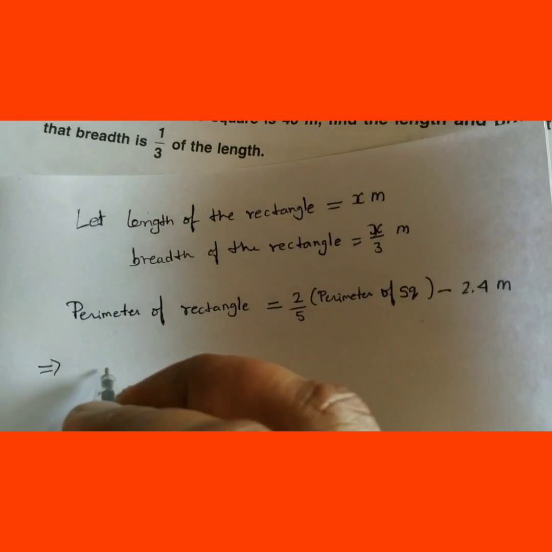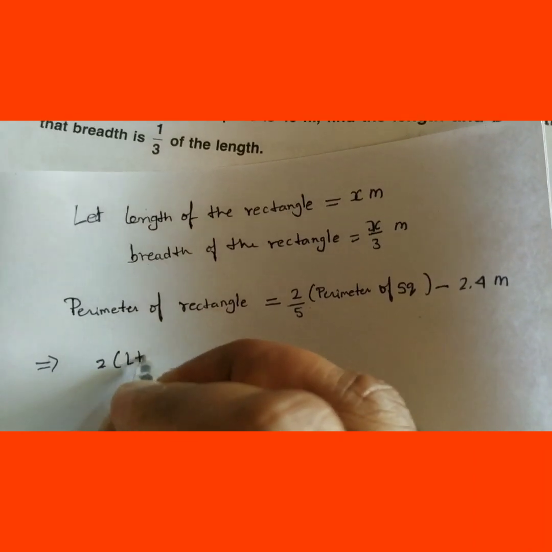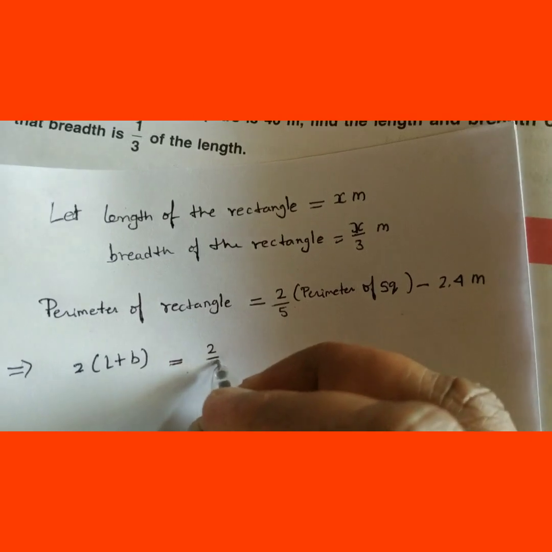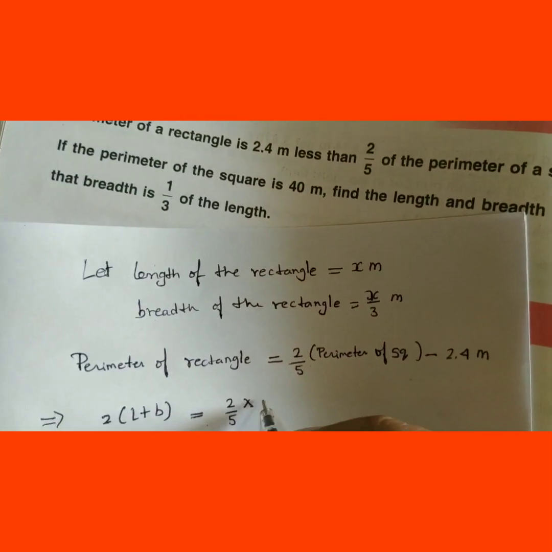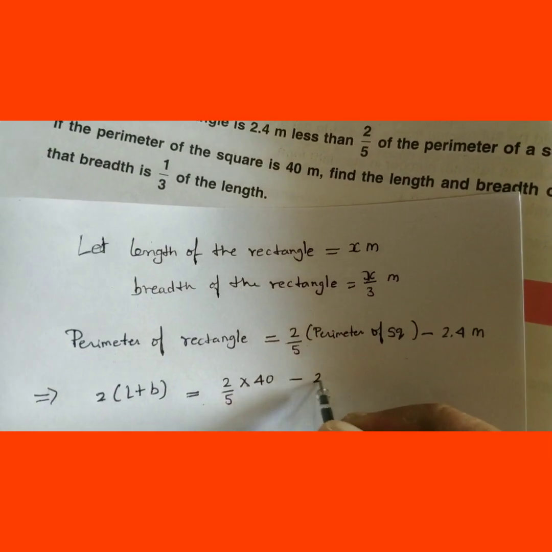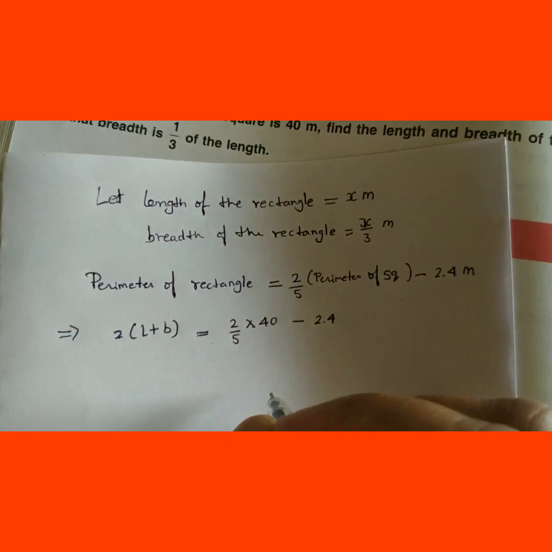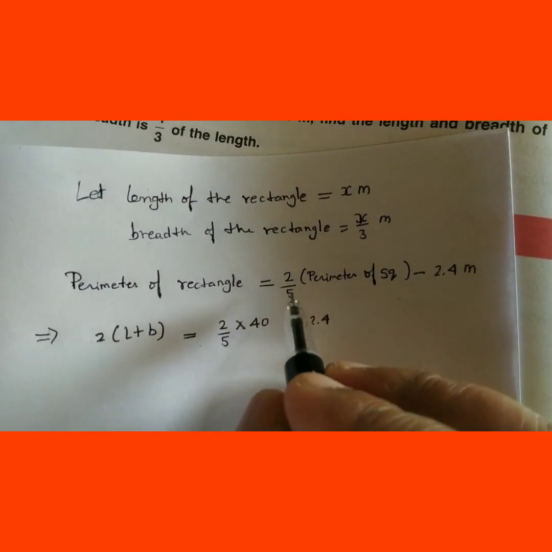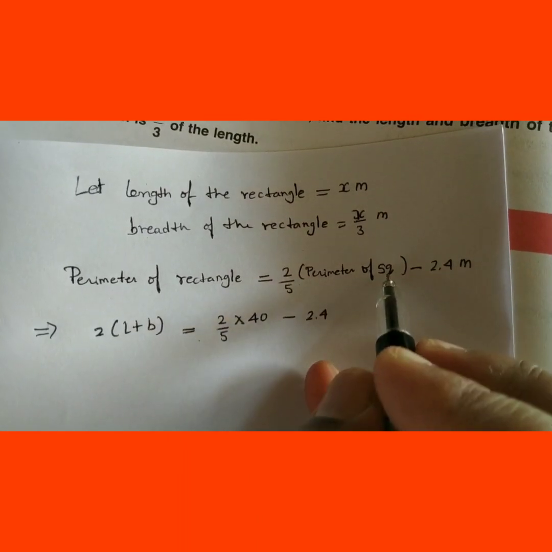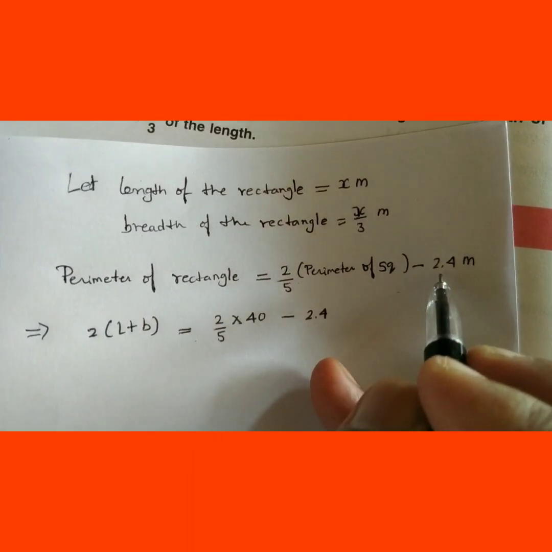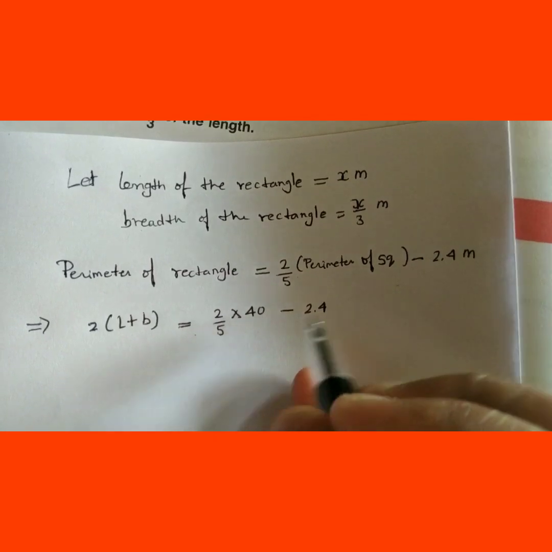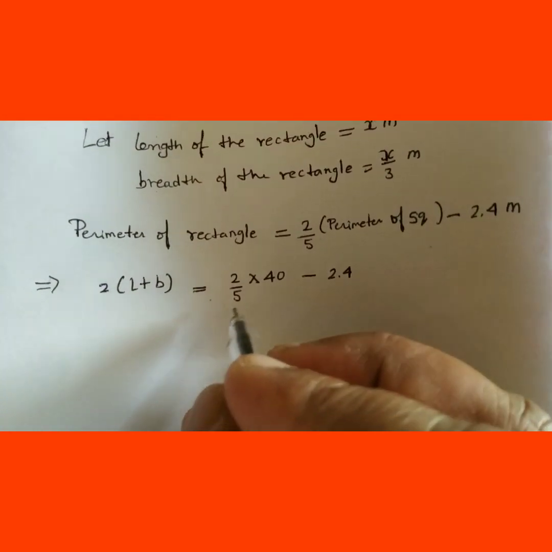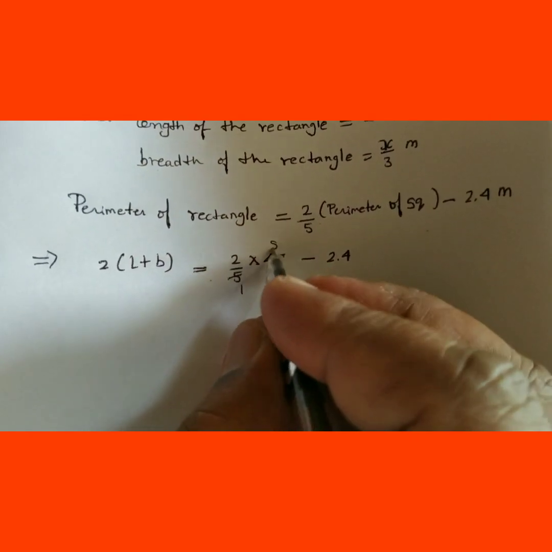Now perimeter of rectangle is 2 into L plus B is equal to 2 by 5 into perimeter of a square, 40 meter, minus 2.4. You can also find these values stepwise. First of all, you can find 2 by 5 of 40 and thereafter subtract 2.4 meter. That will be the perimeter of rectangle. So 5 1 5, 5 8 40.